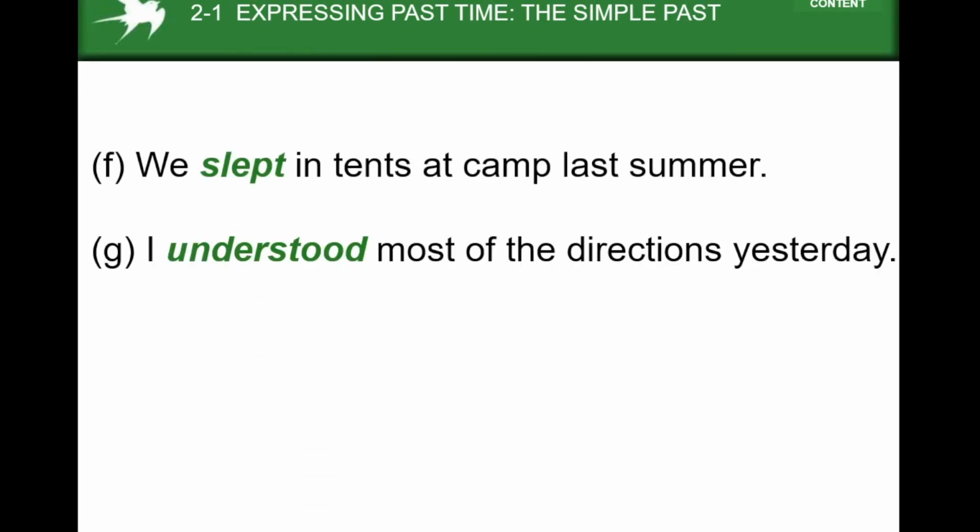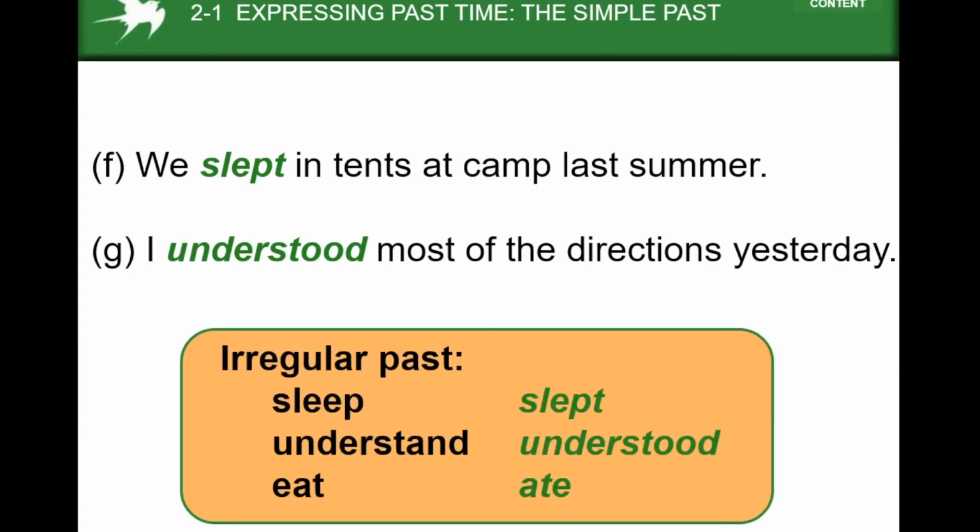But we also have irregular past forms. For example, sleep, slept. Understand, understood. Eat, ate. Can you see the rules? No, you'll just have to memorize them. Many English learners think irregular verbs are difficult, but most of them are really common English verbs. So your goal is to learn how to use these important English verbs automatically.